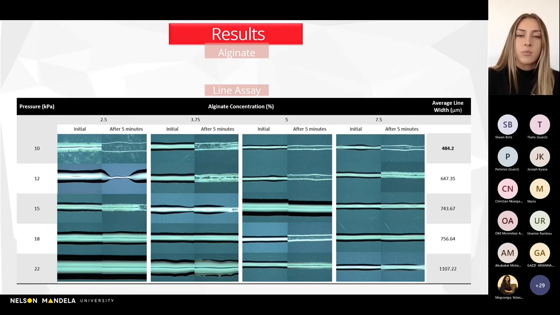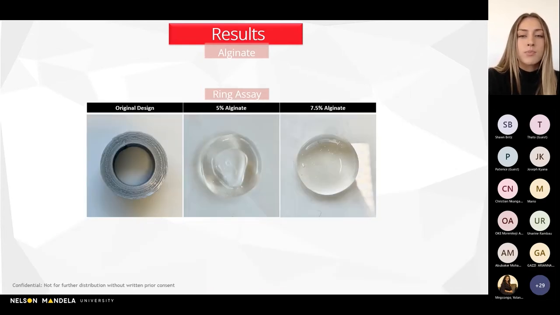Therefore, 5 and 7.5% alginate hydrogels were used to conduct the ring assays at 10 kilopascals of extrusion pressure. Although post-printing shape fidelity was poor, as expected from the literature, the ring assay revealed that 5% alginate prints a construct with greater fidelity to the original design.